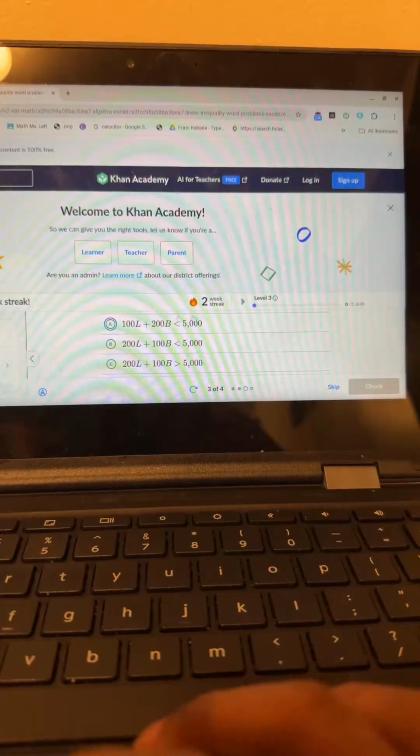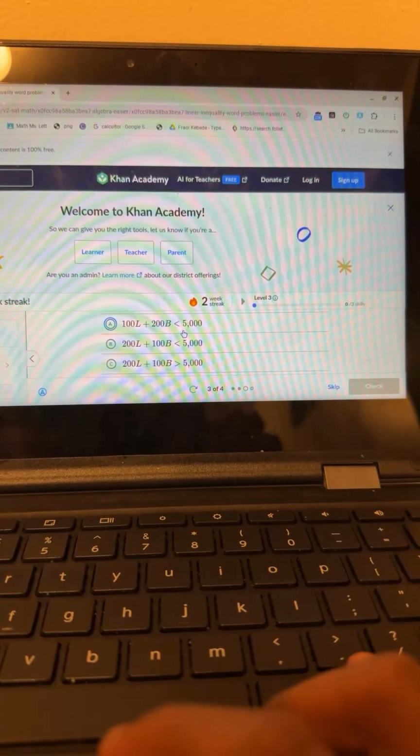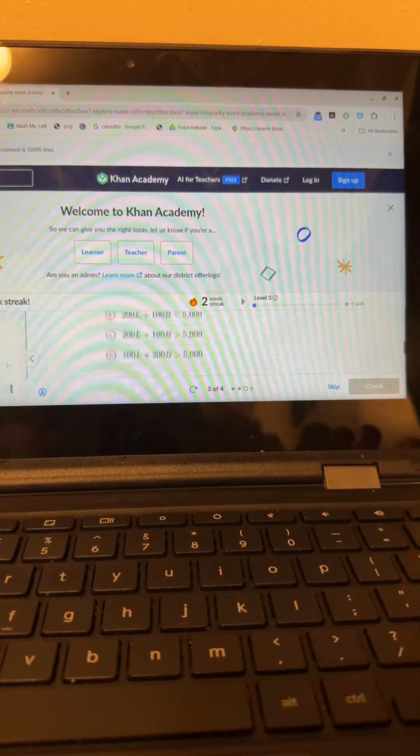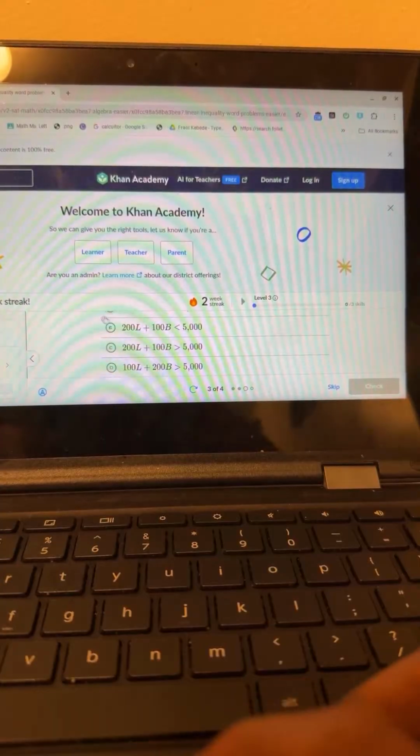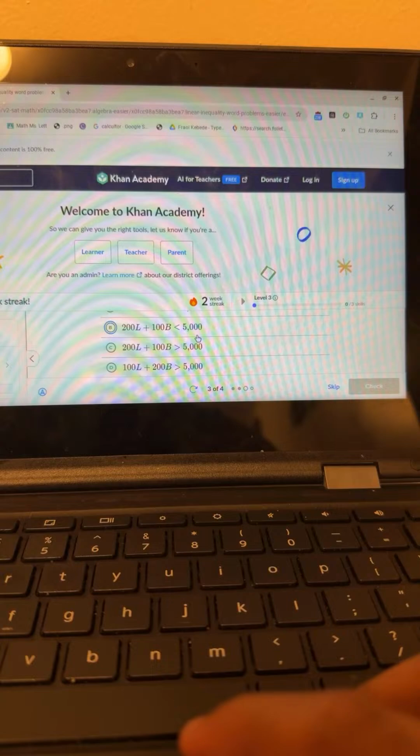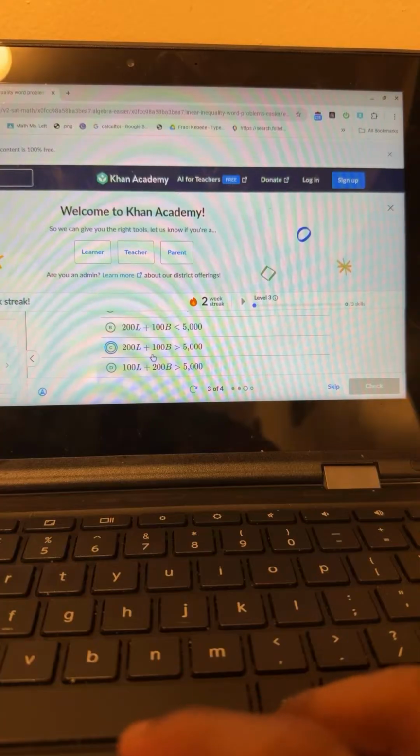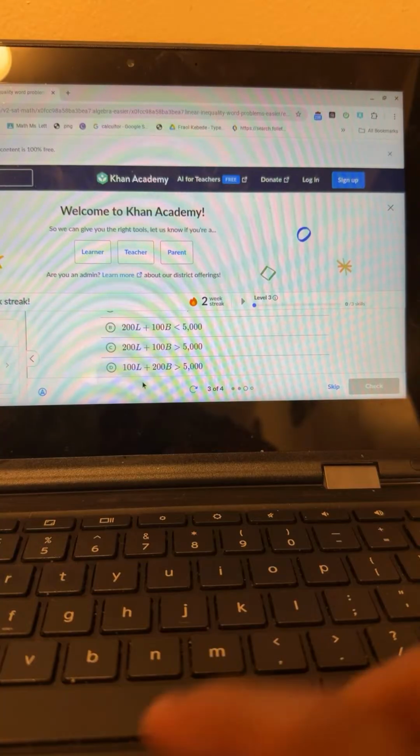Okay, the first A. 100L plus 200B is less than 5,000. 200L plus 100B is greater than 500. 200L plus 100B is less than 5,000. 100L plus 200B is greater or less than 5,000.